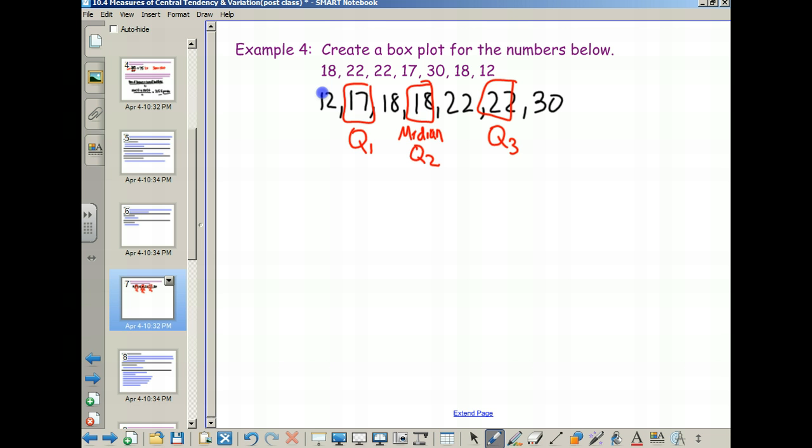We're actually creating a box and whisker plot. The way to think about it is there's this section, this section, this section, and this section. Oh, I see what you're saying. So it will be in picture form.